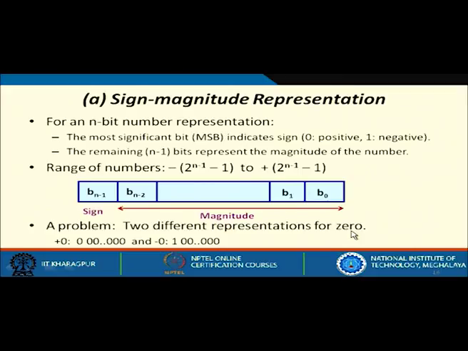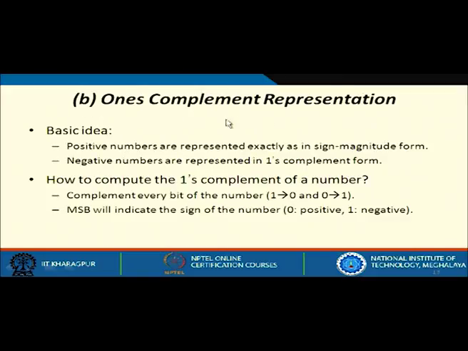Let us move on to another representation, that is 1's complement representation. The basic idea here is that positive numbers are represented exactly as in sign magnitude form, and negative numbers are represented in 1's complement. So, what is 1's complement? In the 1's complement of a number, each bit that is 1 is converted to 0, and each bit that is 0 is converted to 1. And the MSB indicates the sign of the number.